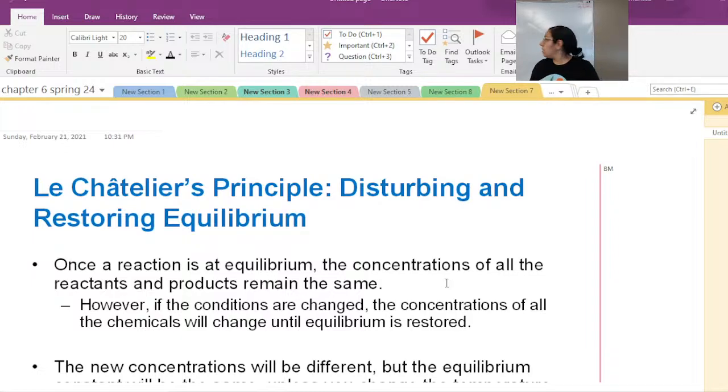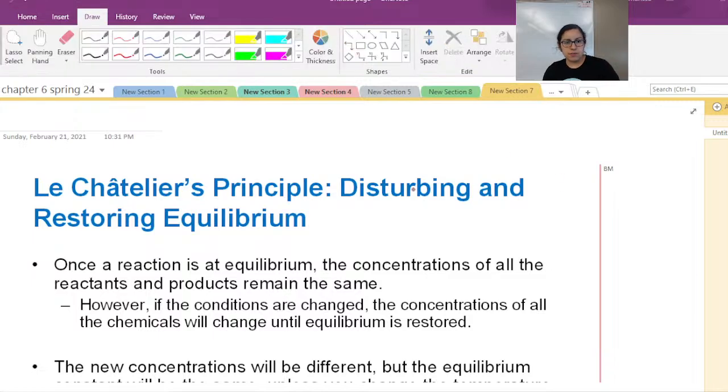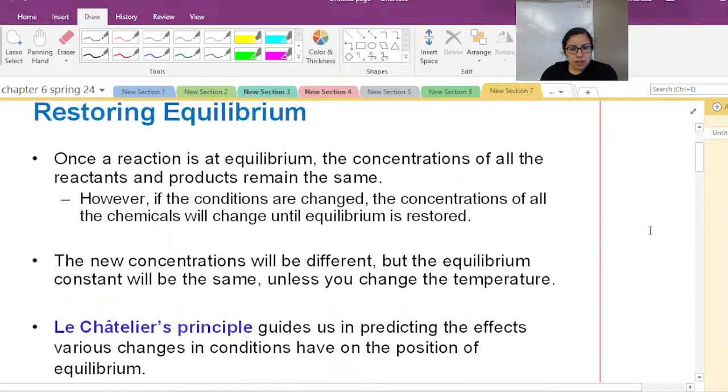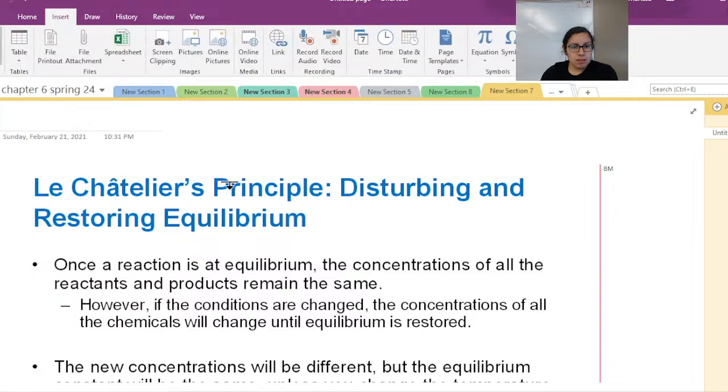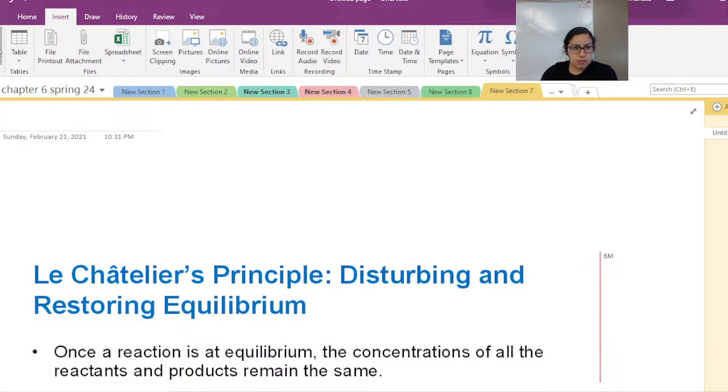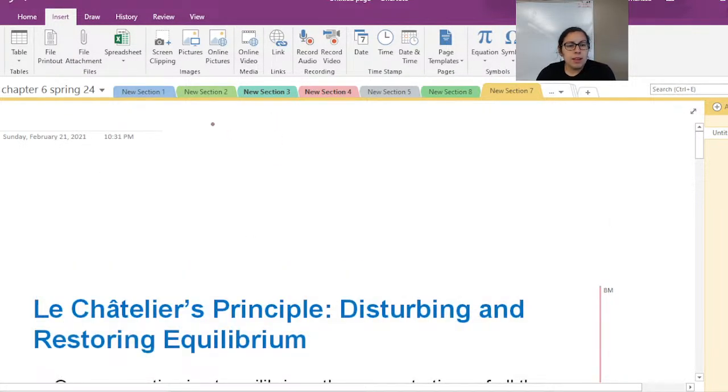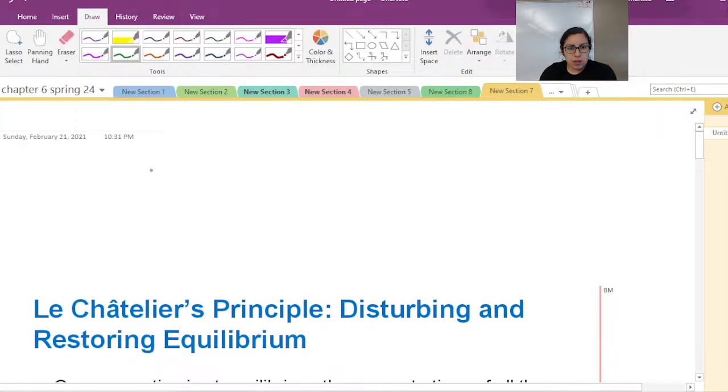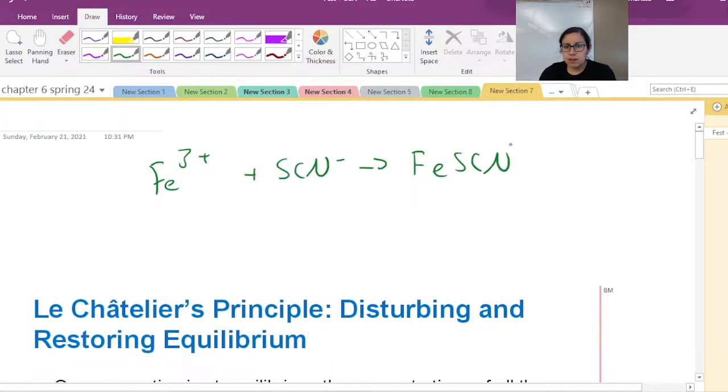All right, let's get started. We just need to finish up Le Chatelier's principle, and then we can do some other practice problems. Let's put up the reaction we want to think about. You'll play with it next week: our iron(III) compound plus our thiocyanate to make our blood red iron thiocyanate compound.